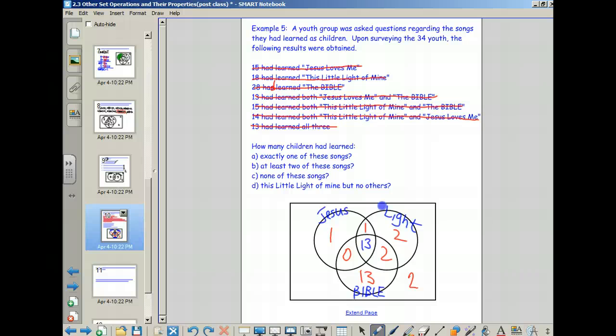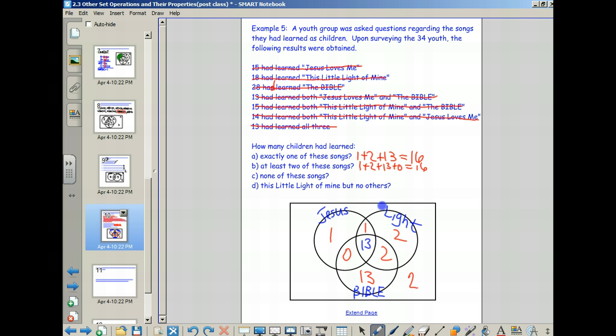All right. You guys ready to answer the questions? They should be easy to answer once we drew the diagram. How many have learned exactly one of the songs? 16. Which numbers did you add up? The 1, the 2, and the 13, they're on the outside. So there's 16 of these. How many had learned at least 2? It's also 16, but you didn't add those numbers up the same way. 1, 13, 2, 0, these in the middle. So it happens to also be 16 that knew at least 2 of these.